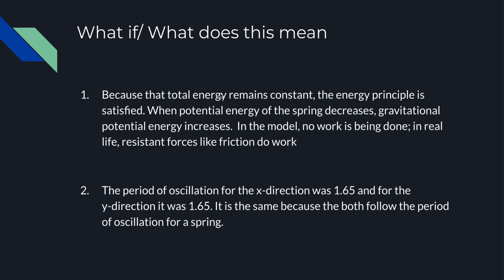So what does this mean? Because the total energy remains constant, the energy principle is satisfied. When the potential energy of the spring decreases, the potential energy of gravity increases. In the model, no work is being done. In real life, resistive forces do work, like drag and friction. The period of oscillation for the x direction was 1.65, and it was the same for the y direction. This makes sense because it follows the period of oscillation for a spring.